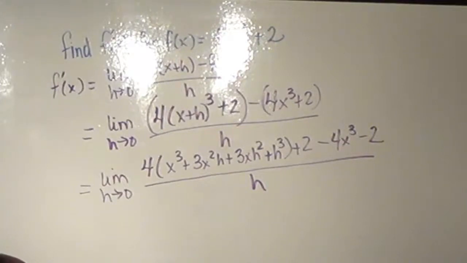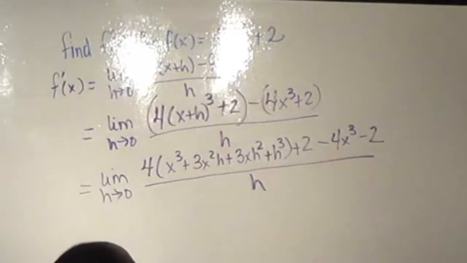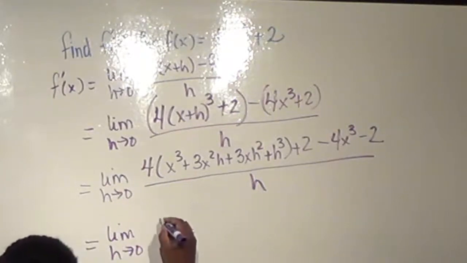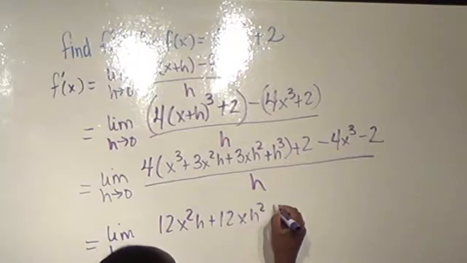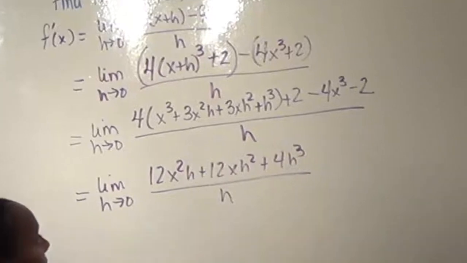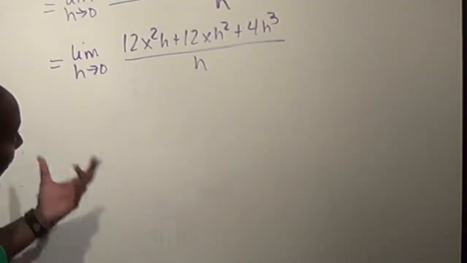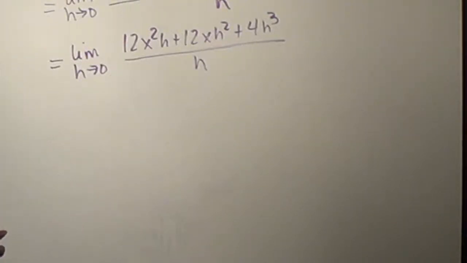From there we can combine terms. So we can see the 4x cubed is going to cancel there. Also those 2's will cancel out. And so what we're left with is a 12x squared h plus 12xh squared plus a 4h cubed. Again, just like with our velocity problem and the examples we've done before, at this point, once I've simplified down, I should be able to cancel an h out.